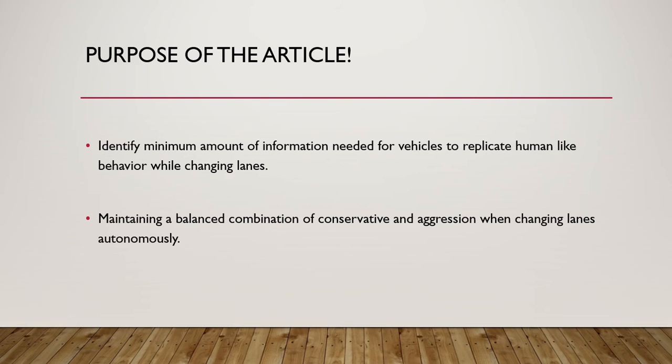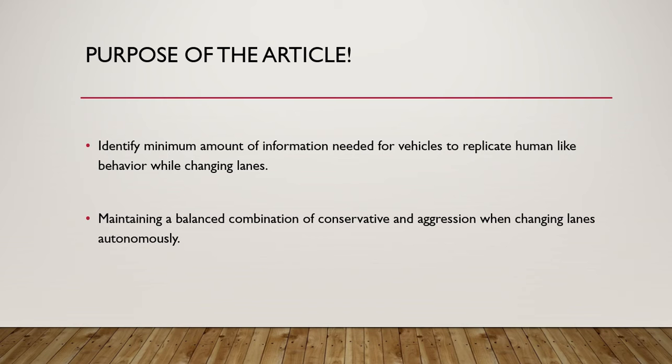Moving forward, what is the purpose of the article? What the article proposes is to identify the minimum amount of information needed for vehicles to replicate human-like behavior while changing lanes. We want to let the computer system know what minimum information we need to match the human driver's performance when changing lanes, and we want this to be done autonomously without any human effort.